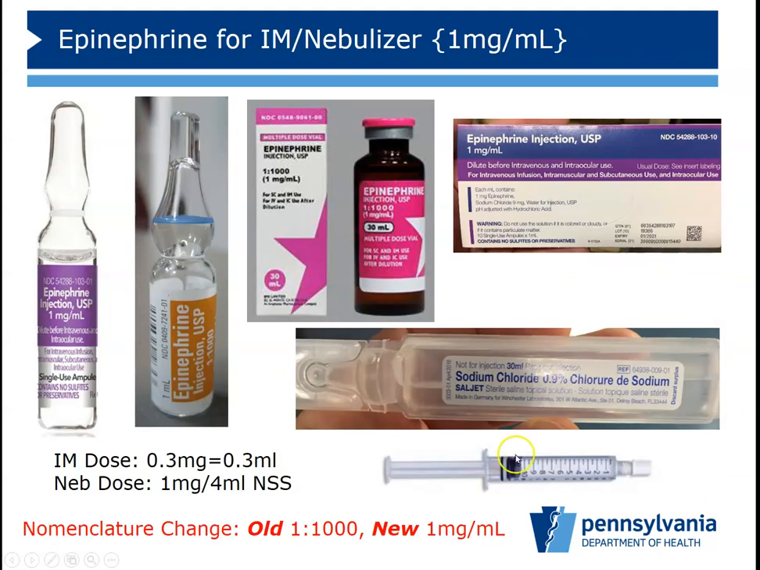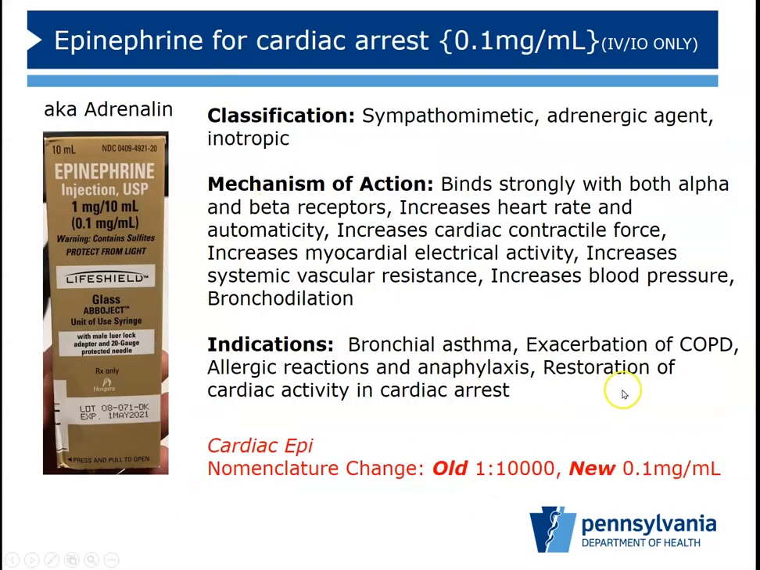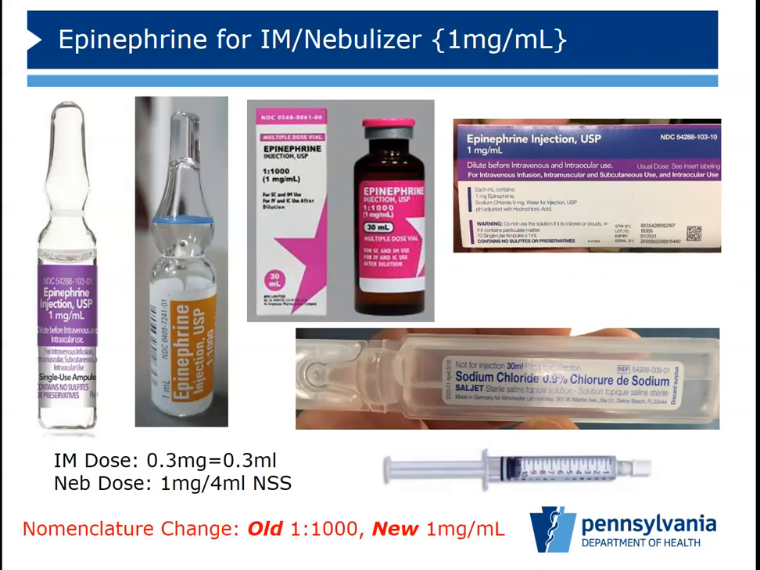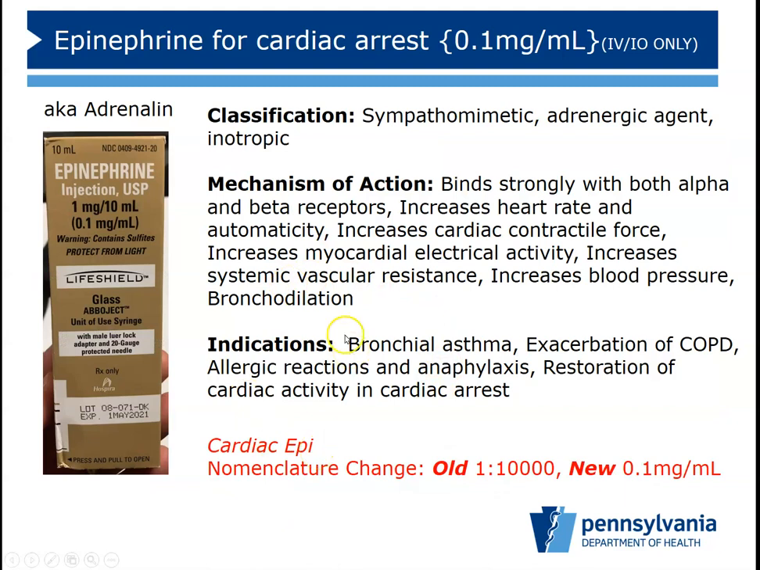All right. Now, the second type of concentration of epinephrine that we're going to be utilizing is for intramuscular or nebulizer use. As I said earlier, the cardiac epi, the 0.1 milligram per milliliter, is only available to be utilized in the restoration of cardiac activity in cardiac arrest. The IM version, the 1 milligram, is able to be utilized for asthma, exacerbation of COPD, allergic reactions, and anaphylaxis. Primarily in your protocols, you will be utilizing it for allergic reaction and anaphylaxis.